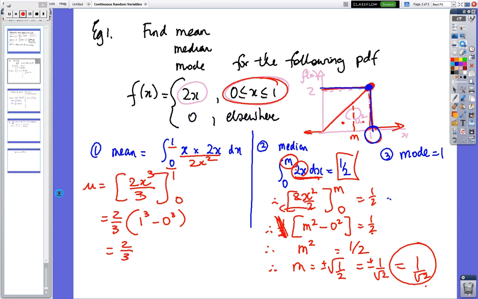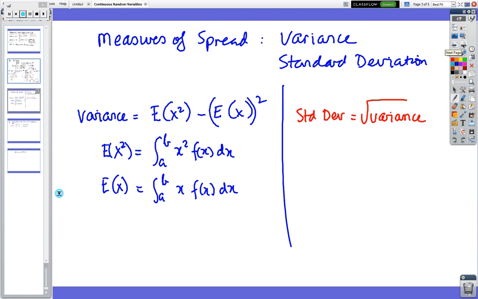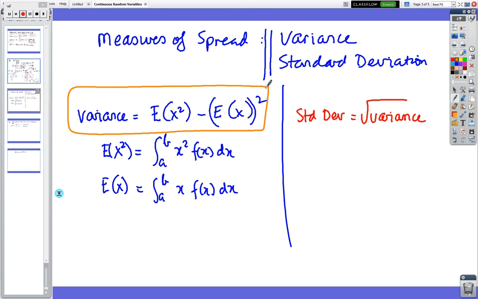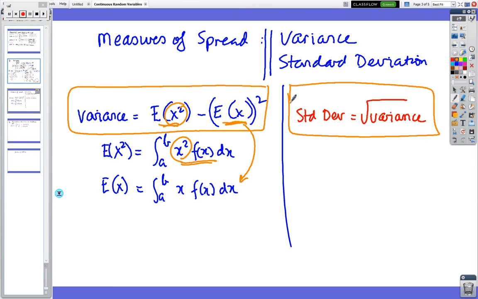Okay, moving on. So just looking at a couple of other measures. So we've got this variance and standard deviation again. It's the same formula that we had previously. Variance equals E(x squared) minus E(x) all squared. And E(x squared) is just the average, which is what we've been doing already in this video. E(x squared) just means put x squared out the front of f(x) and then integrate. And then finally, the standard deviation is just the square root of the variance.